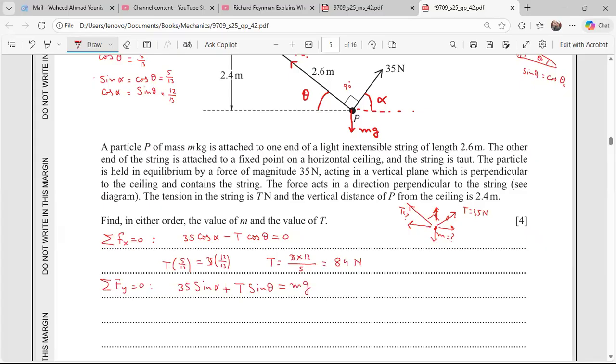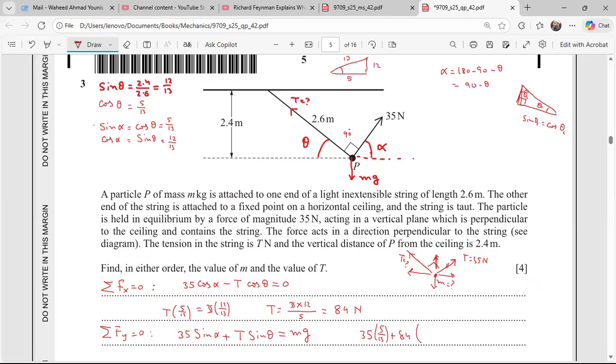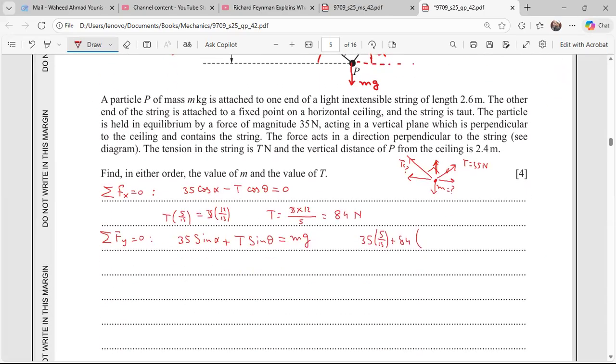Okay, I hope this is clear. So 35, what is sine of alpha? Sine of alpha is 5 by 13, and plus tension, we already have calculated, this is 84, into sine of theta, and sine of theta was 12 over 13. So this is equal to mg. So m we need to calculate, and g is 10, so I will use it in the next step.